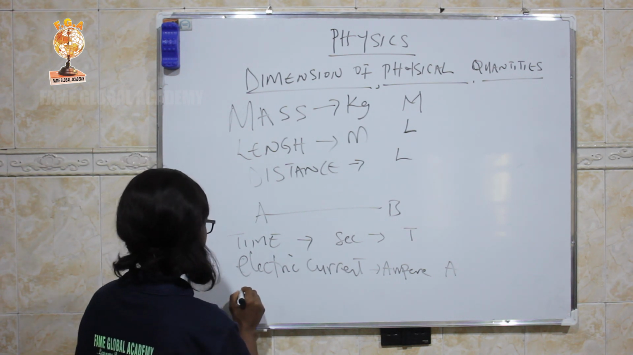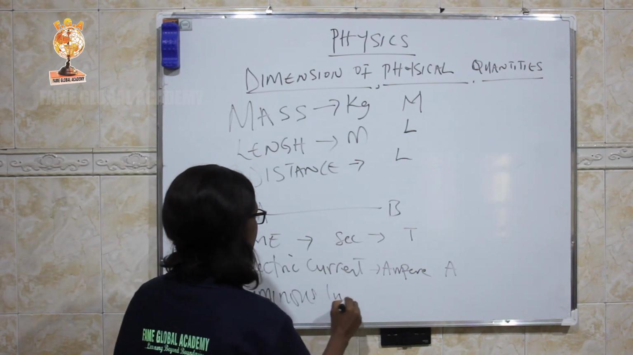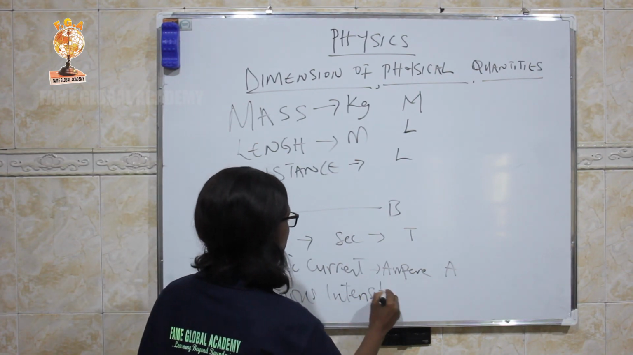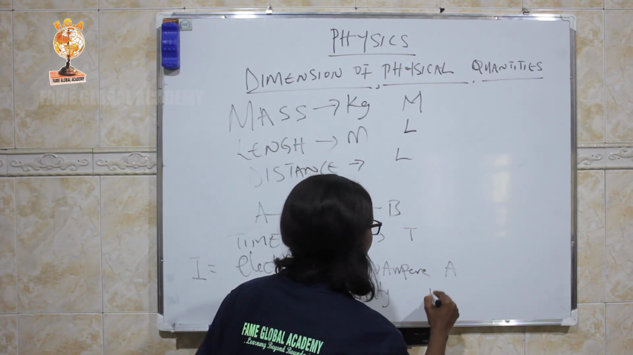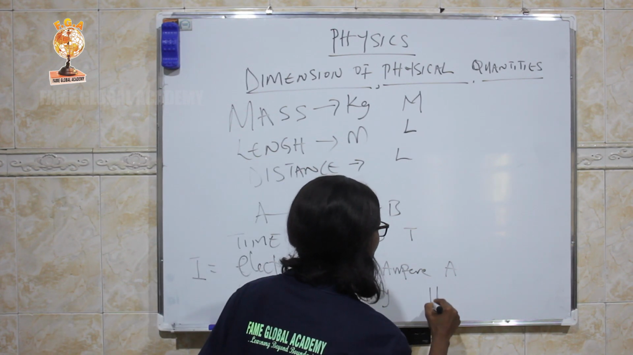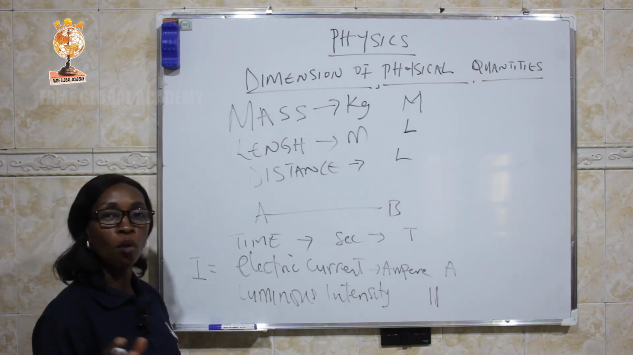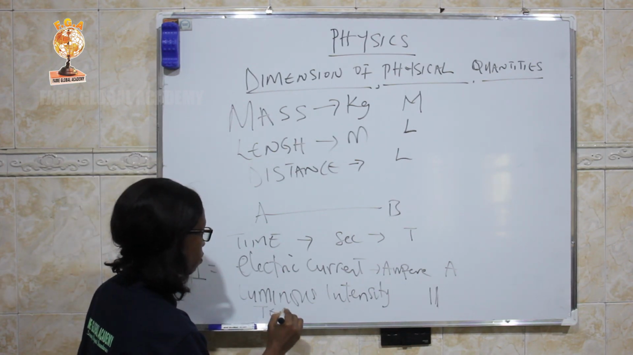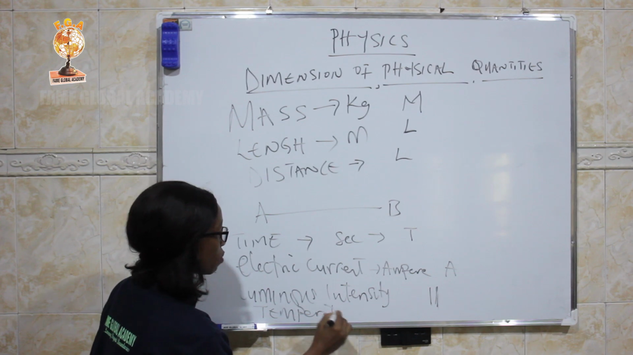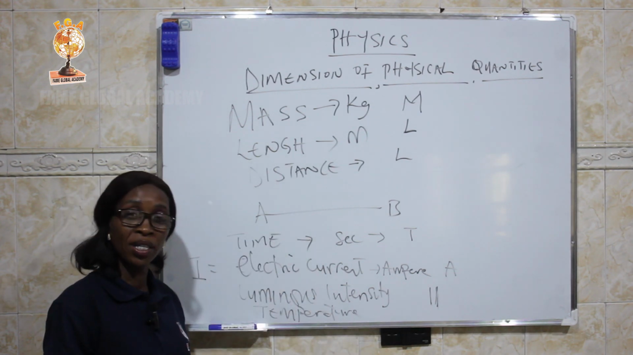Luminous intensity. The dimension is double line. This is the dimension for luminous intensity, double line. Then temperature. Remember, all these I'm naming now are under fundamental quantities.